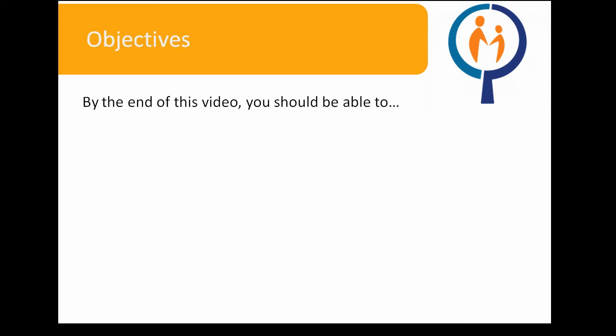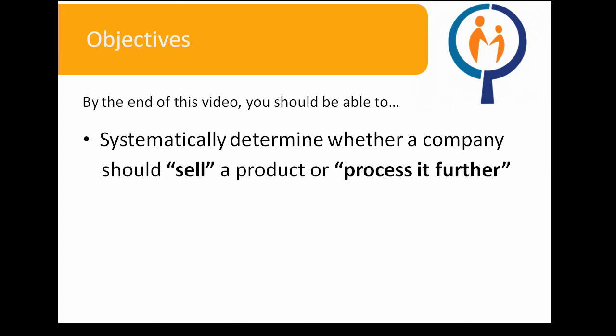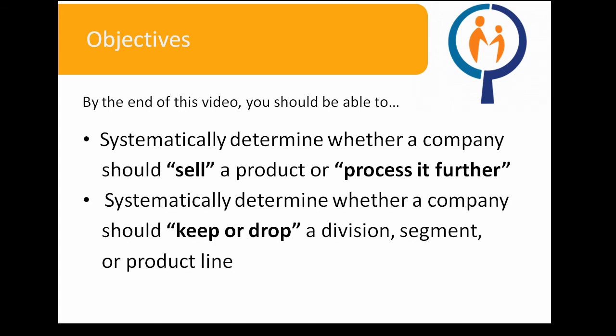This concludes the second part of our online tutorial on relevant decision making. Let's review our objectives for today. By now, you should be able to systematically determine whether a company should sell a product or process it further, and systematically determine whether a company should keep or drop a division, segment, or product line. If you're unable to complete any of these objectives, now is a good time to re-watch this video, or complete more exercises related to this section.